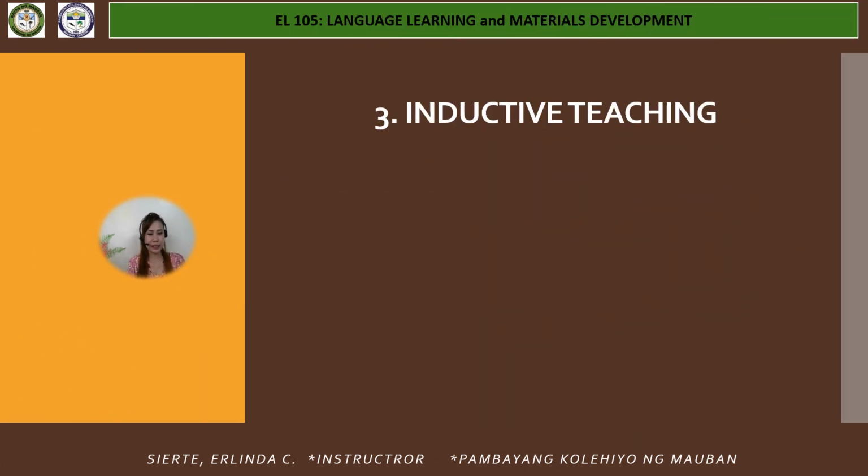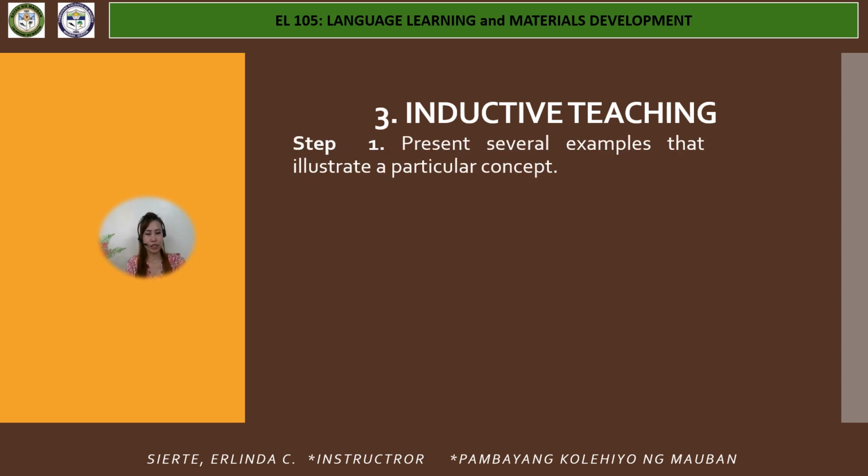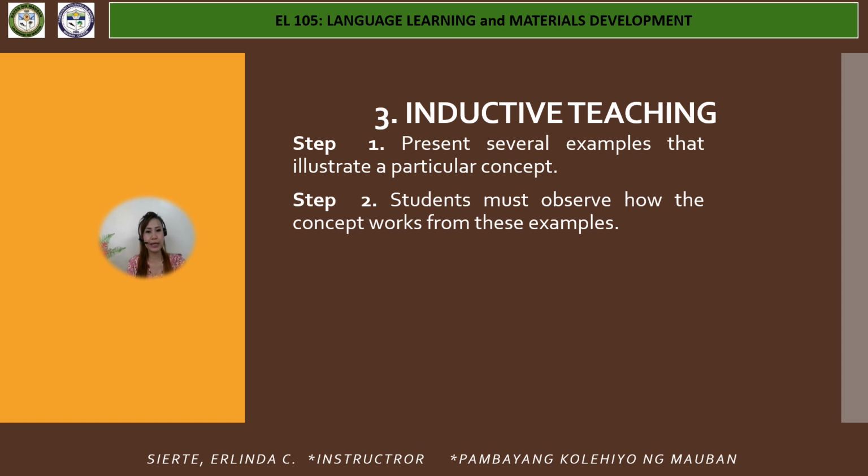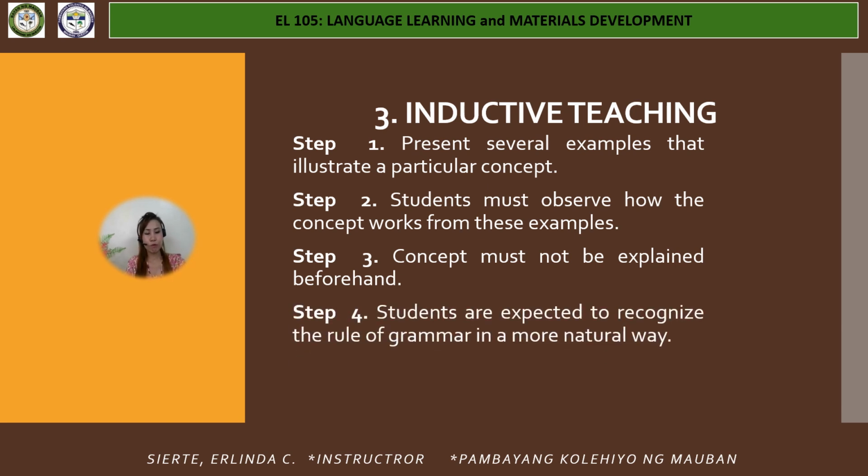The third one is inductive teaching. So what is this about? Step 1, present several examples that illustrate a particular concept. Step 2, students must observe how the concept works from these examples. Step 3, the concept must not be explained beforehand. Step 4, students are expected to recognize the rule of grammar in a more natural way.